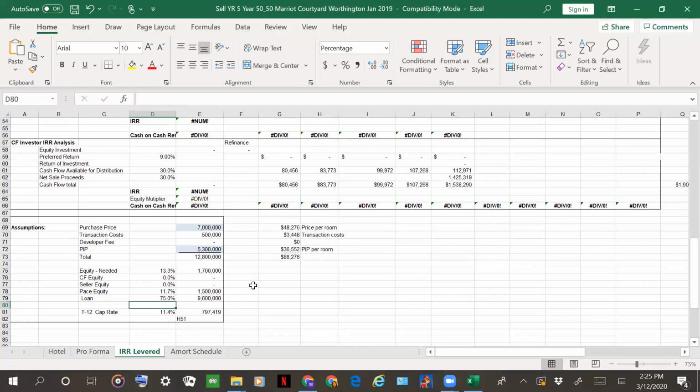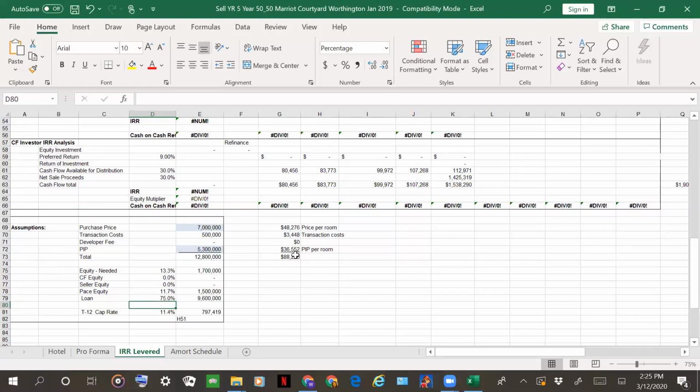Total equity required was 1.7. This is what made the deal sweet. And so what this does is break down price per room. So now you're in it for 48,000 a door. You've got 3,000 a door in cost.